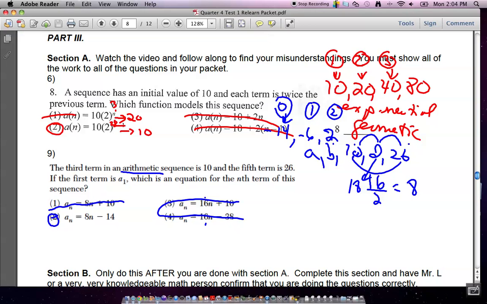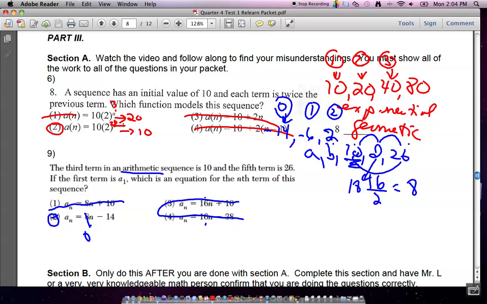Clearly, it cannot be starting at 10. We're not starting at 10 because 10 is the third term, not the first term. And if we look in here, if I plug in a 0 right here for n, 8 times 0 is 0. 0 minus 14 is negative 14. So we're there. And that would be the best of the 3 choices.